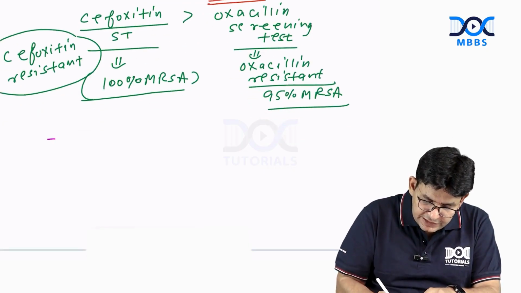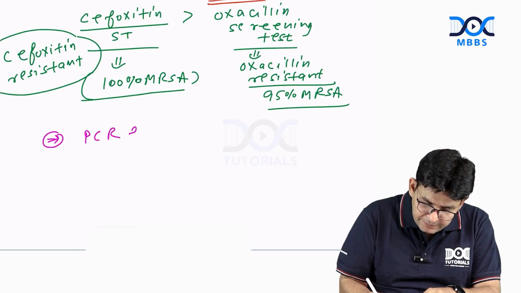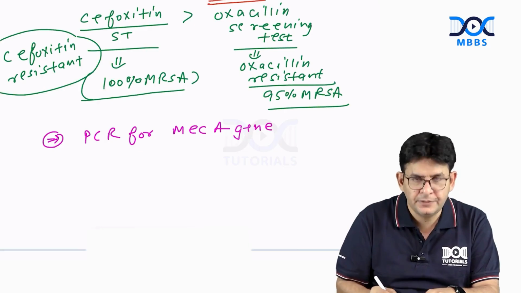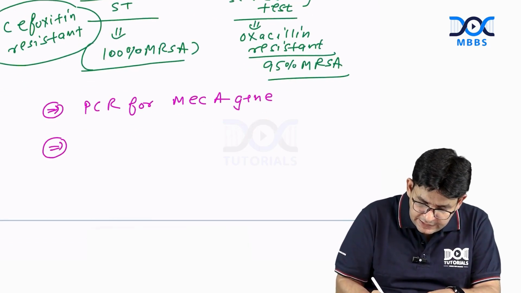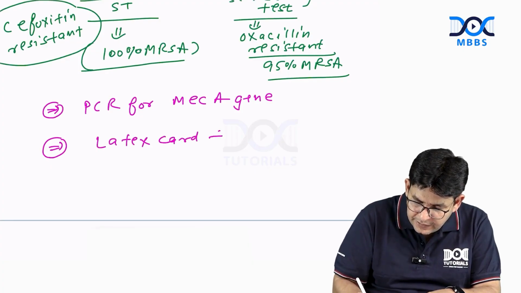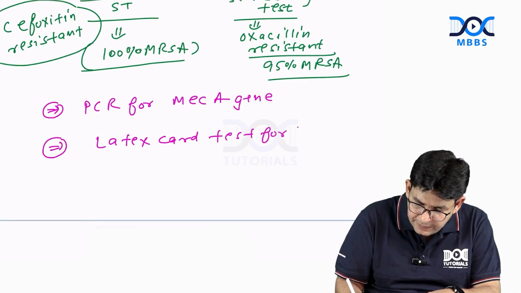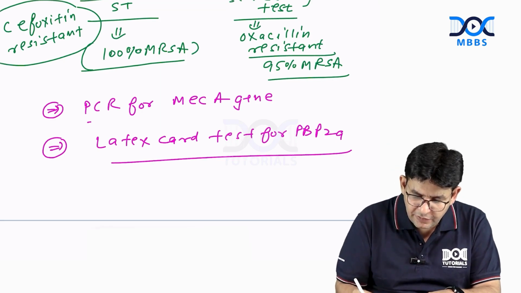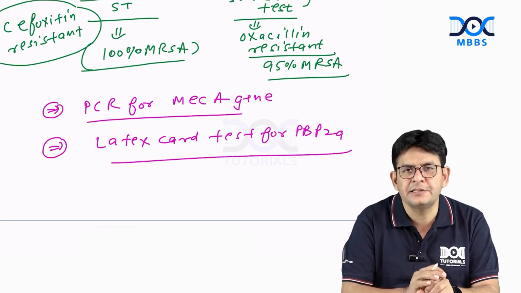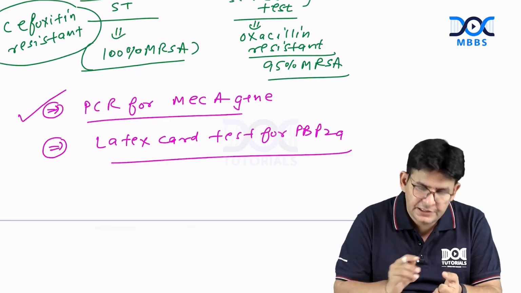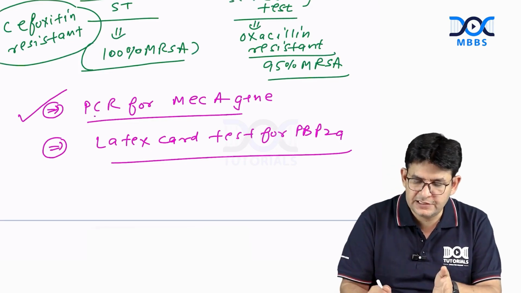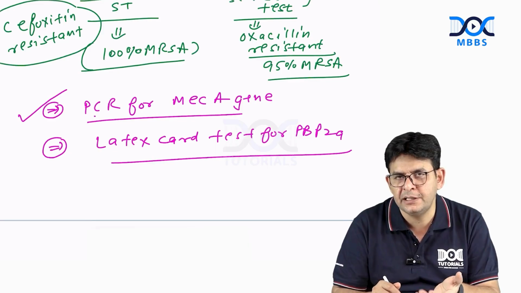Then after that, which other test can you do? The PCR. PCR for the mecA gene is very much available. And other than that, you can go for the latex card test for PBP2A. This is also available nowadays. If all 4 options are there and they ask which is the best, then the answer is at the genetic level, PCR for sure. Otherwise, out of cefoxitin and oxacillin, cefoxitin is a better test.